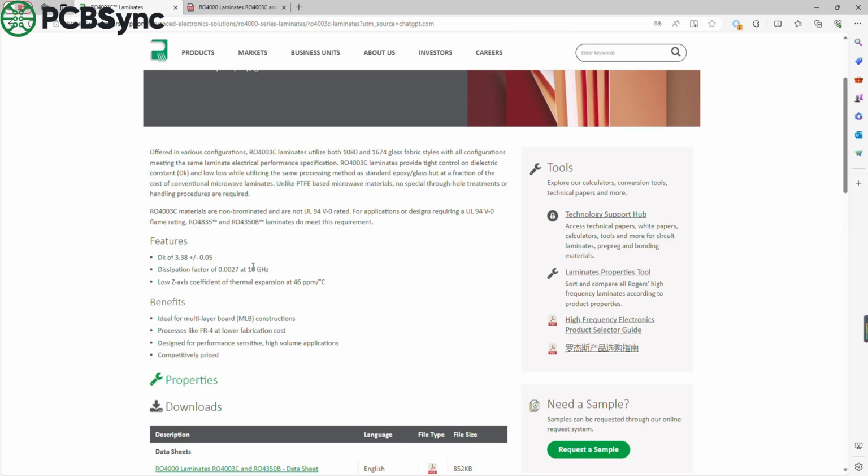Under actual conditions at 23 degrees Celsius and 1 GHz, its typical loss factor is 0.0027. A lower DF helps reduce energy loss in the dielectric, while a relatively stable DK helps control the antenna's resonant frequency, feed line impedance, and consistency in mass production.